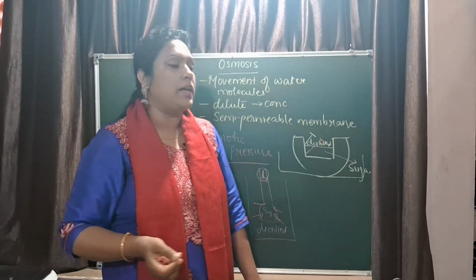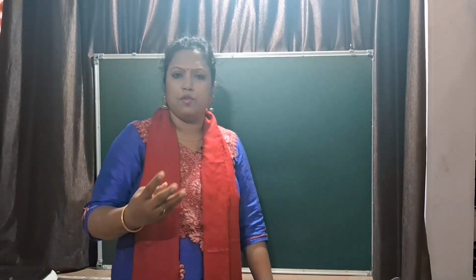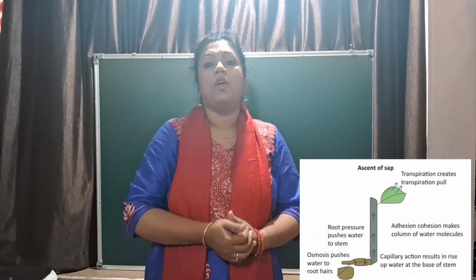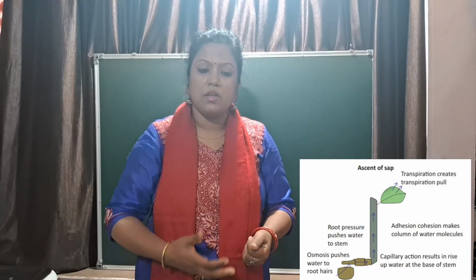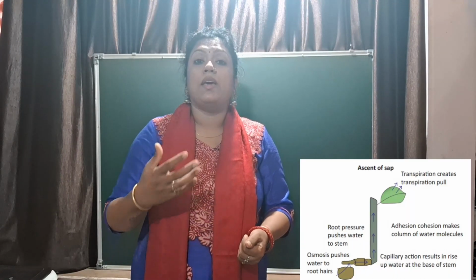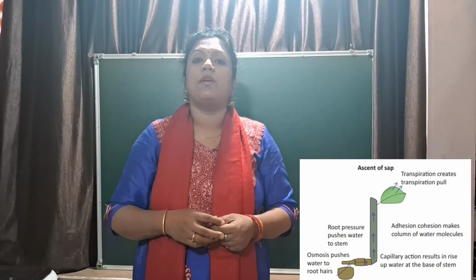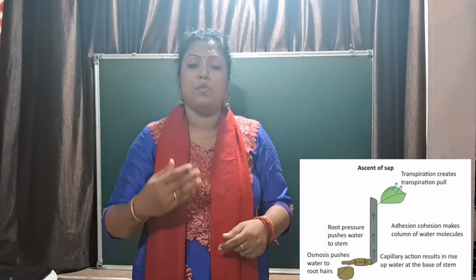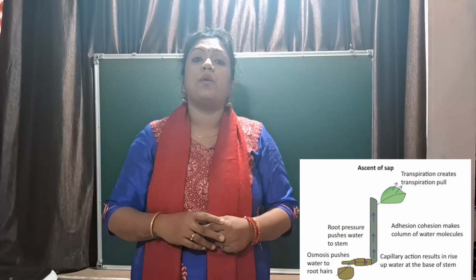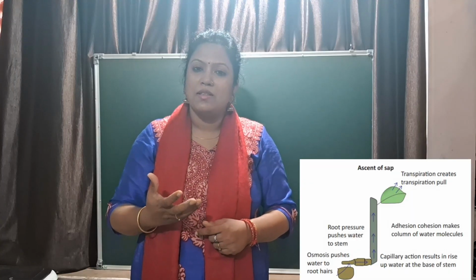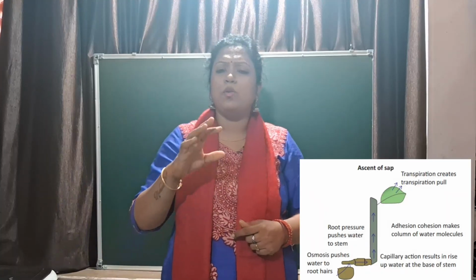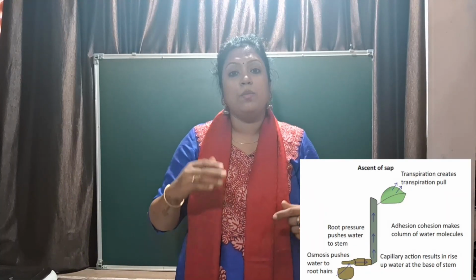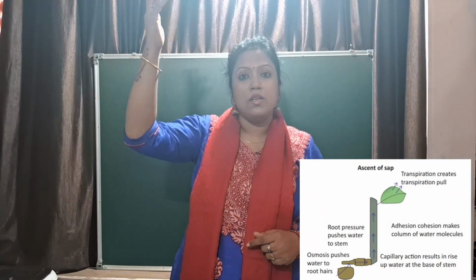Is that clear? Next we talk about the ascent of sap. There are four forces required for the ascent of sap. One is called root pressure. What is root pressure? Because of the continuous intake of water, a kind of pressure develops in the root cells, which forces the water to move to the next cell depending upon the concentration of the cell sap of the root. This is called root pressure, but root pressure is not enough to make the water rise toward taller trees.